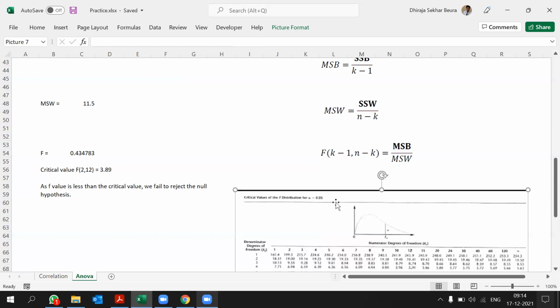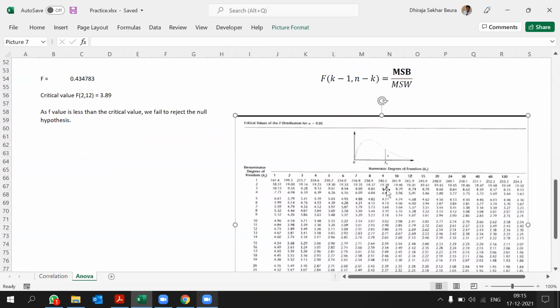Okay. Yeah, Anvesa, you are asking something, right? I was asking what the name of this table is. Critical value. You see that, right? Critical value of the F distribution for alpha equal to 0.05. Alpha equal to 0.05 is nothing but representing your confidence level. Your confidence level is 95%, so your alpha becomes 0.05.